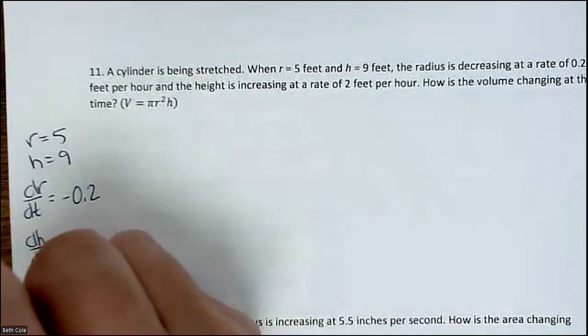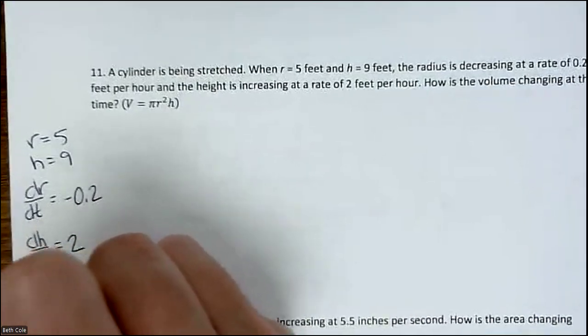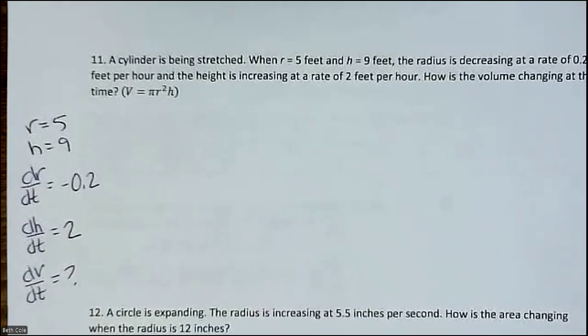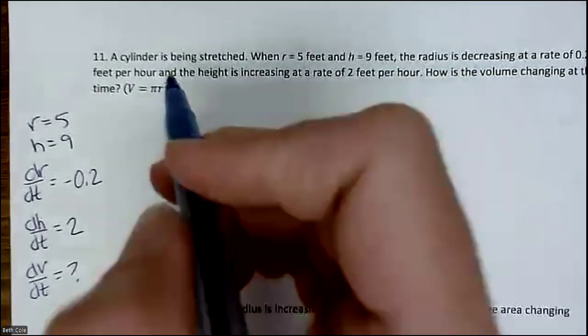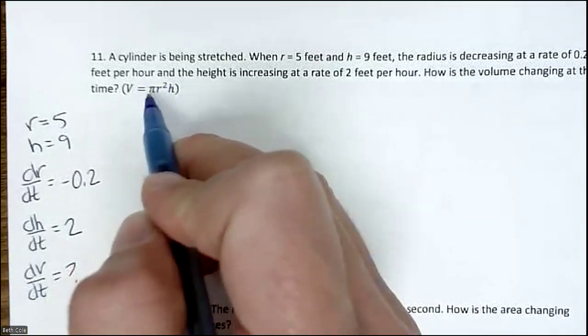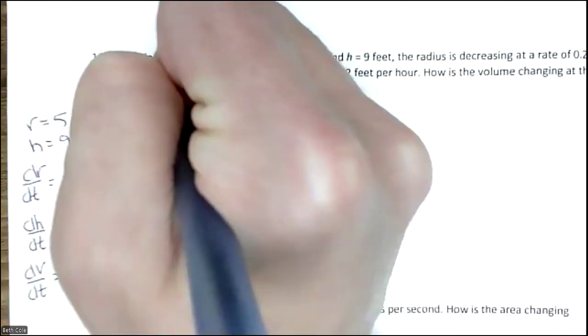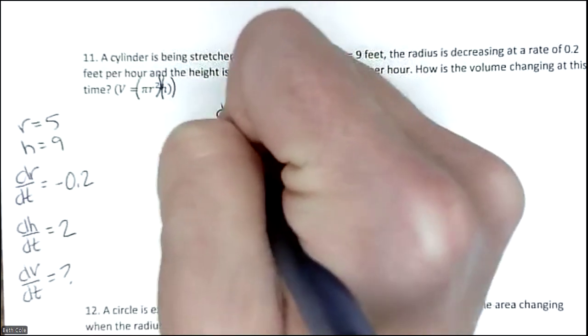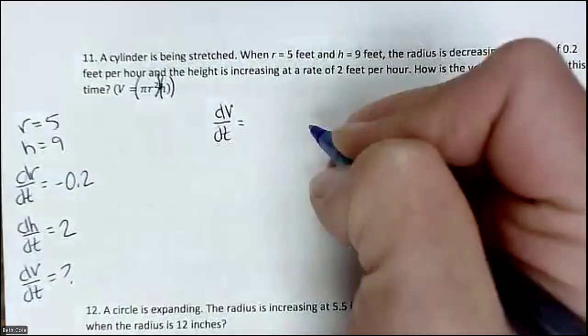How is the volume changing at this time? So dV dt is our question mark. Again, they're going to give you the formula. I can't change it. So when we do this derivative on your test, that's the answer. I can't change it. So I can't make the formula be different. Again, what rule is this going to be? Product rule, because you have 2 different variables. So dV dt equals what?